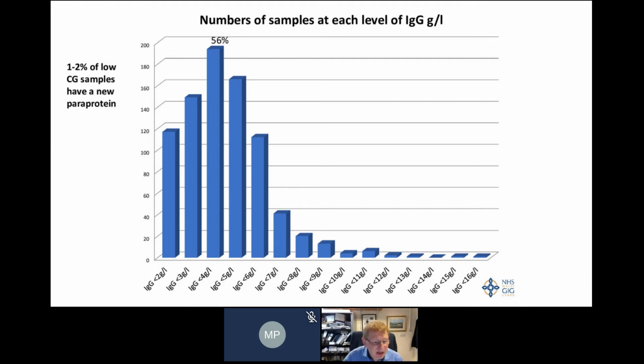The other thing that came out of the study, which was a little bit of a surprise to us, was that we found between 1% and 2% of the samples that were low also had a newly discovered small paraprotein which was knocking off, or immunoparesing, the rest of the production of antibody.